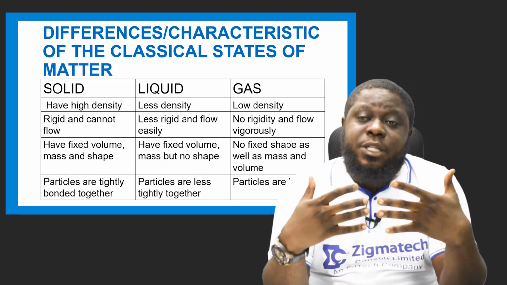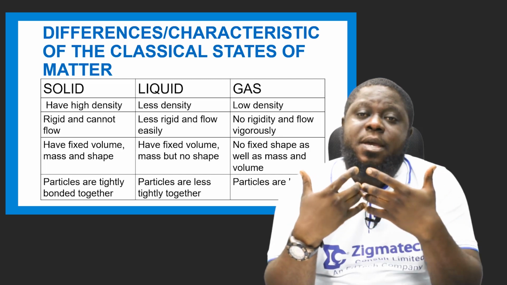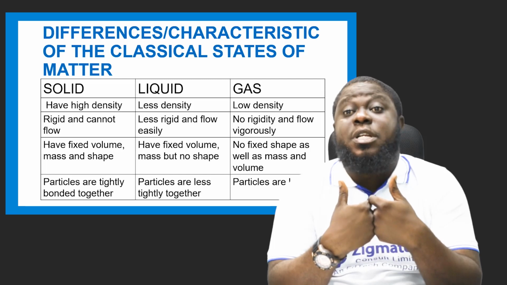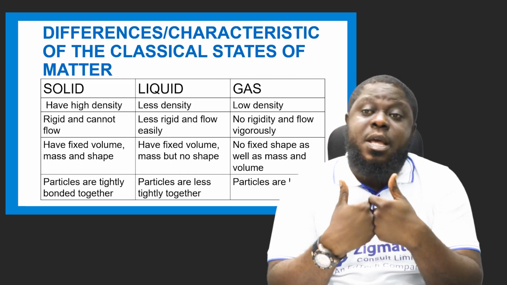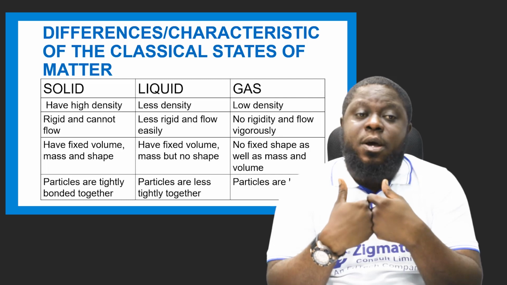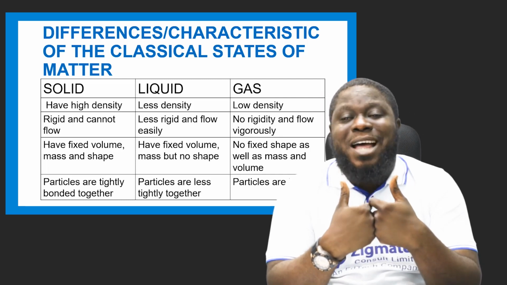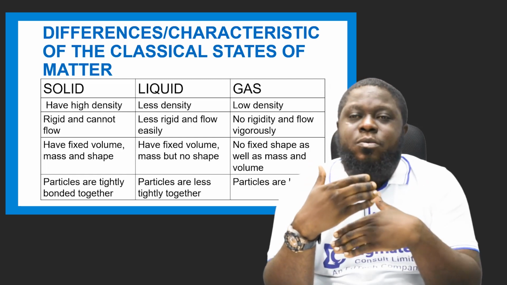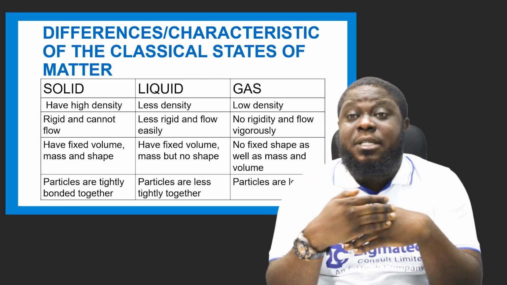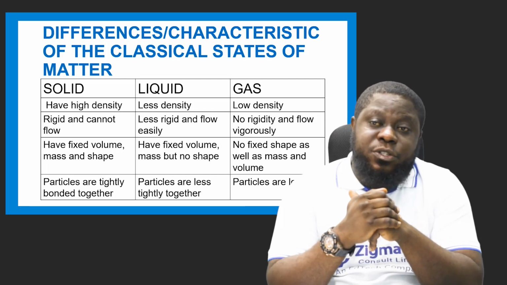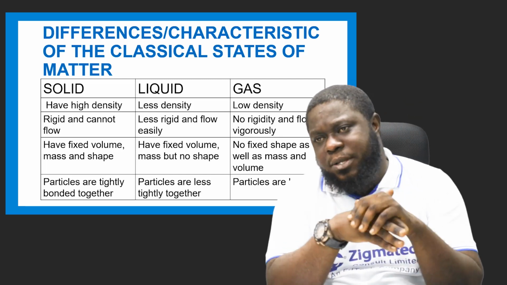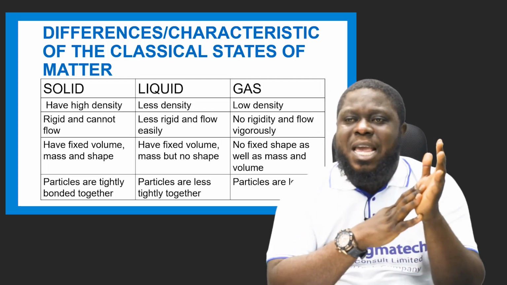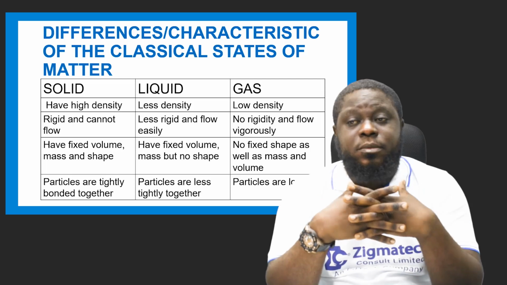You know, so the rigidity of liquids can be seen when you pour a liquid on a flat surface. Then you can see they will be resisting flow. Why? Because their rigidity is being experienced at that point in time. Now, this one, no rigidity and flows vigorously. They are not rigid. Anyhow you bring them out, they flow.